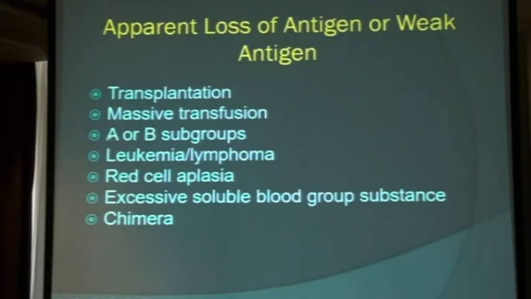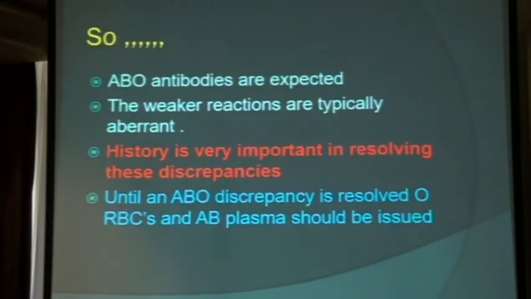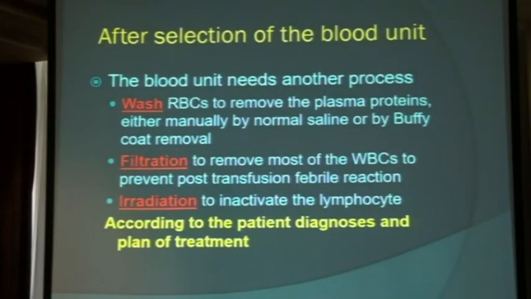If there is a missed or weak antigen, we go to the history of the patient: transplantation or massive previous transfusion, A or B subgroup, leukemia, red cell aplasia, excessive soluble blood group substance, or chimerism. Mixed field, okay, for transplantation. So ABO antibodies are expected, and weaker reactions are typically apparent. History is very important to resolve these discrepancies. Until the ABO discrepancy is resolved, O RBCs and AB plasma should be issued.